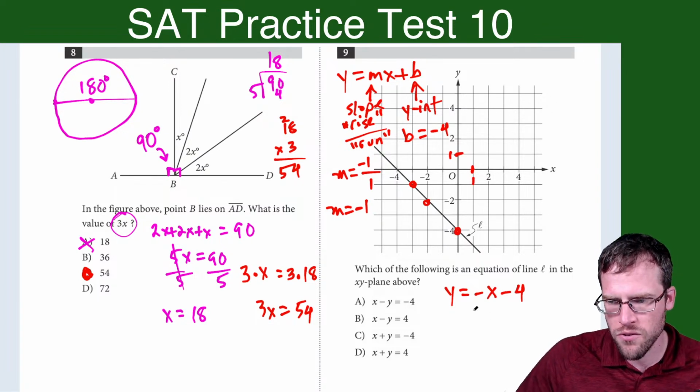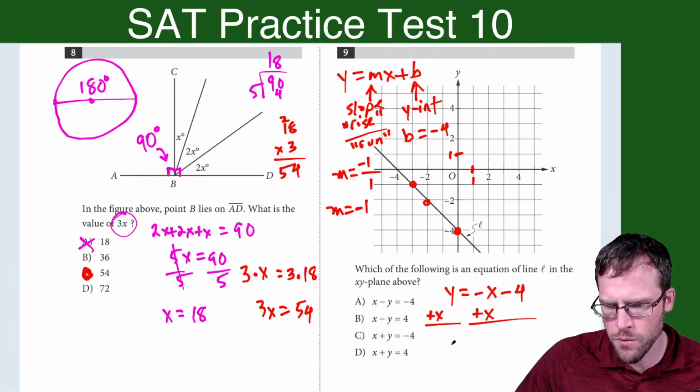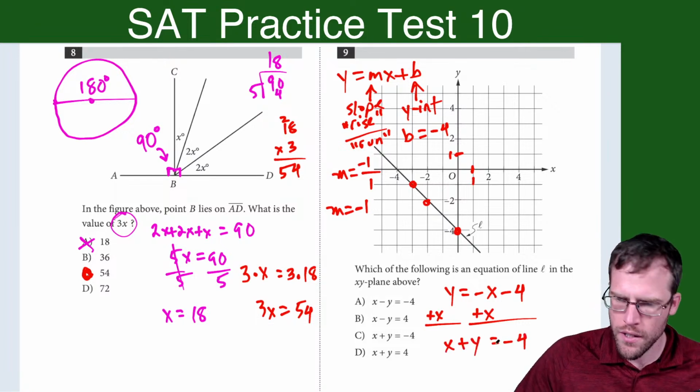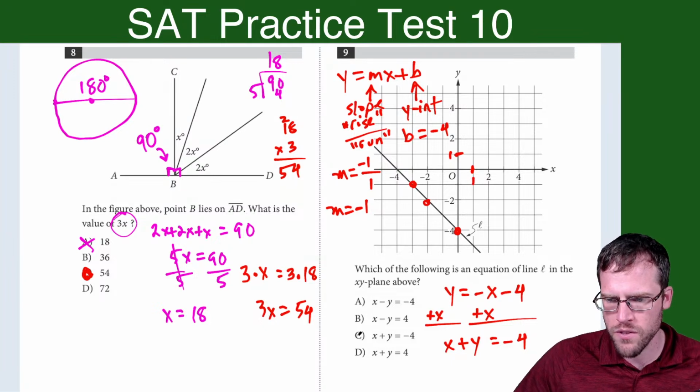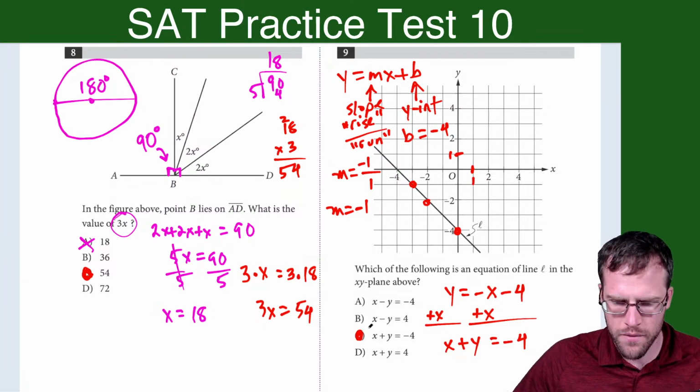And that's because they're in standard form. So just solve for the constant, like you move x and y over. And now what we have is positive x, positive y, and then equals -4. So x plus y equals -4. Choice C is the answer. All right.